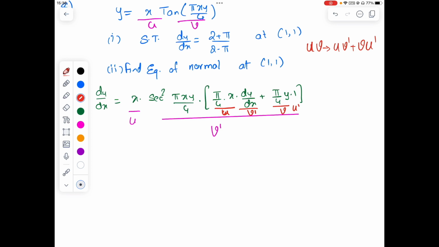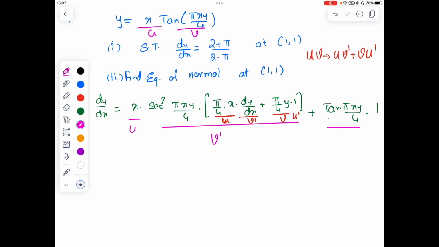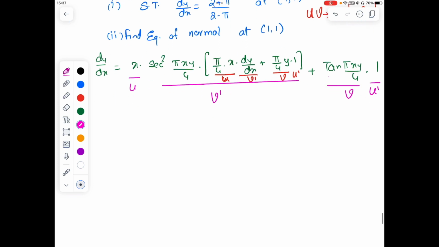So find out which is u and which is v. Now I have only done uv prime, so I have to do vu prime. So what is v? v is tan of pi x y upon 4, times 1, because the x derivative is 1. So this is going to be my v and this is going to be u prime. So uv prime plus vu prime. Now I am going to expand it out.